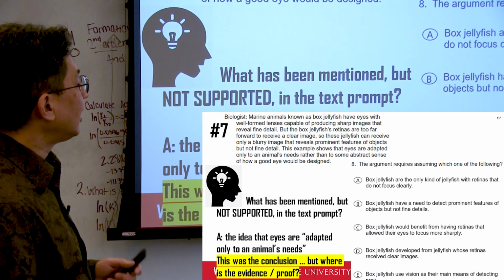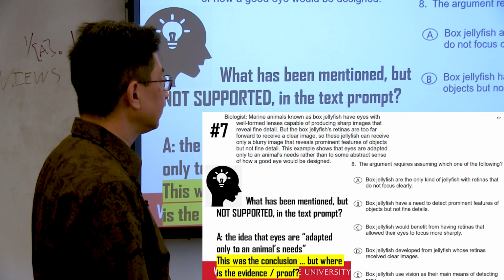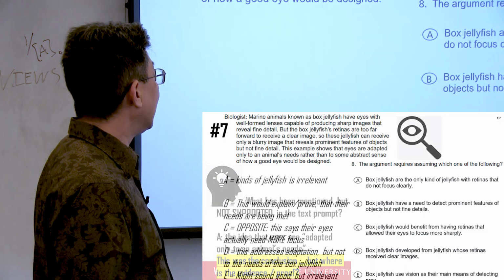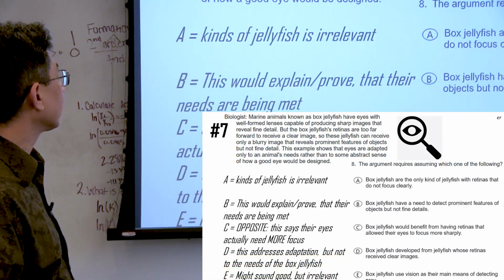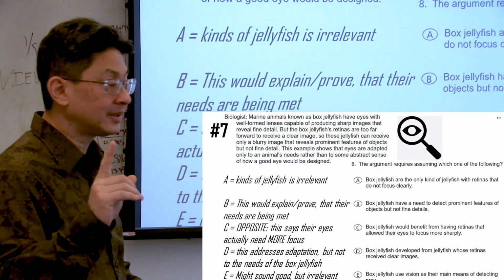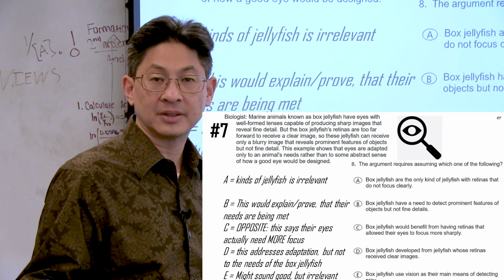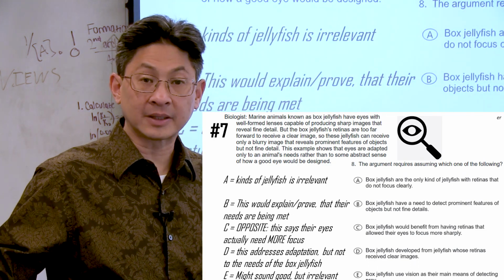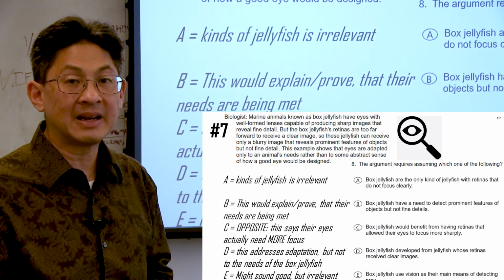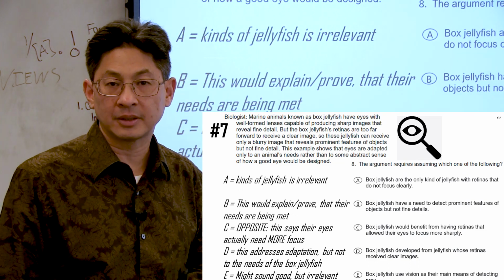Is it A, box jellyfish are the only kind of jellyfish with retinas that do not focus clearly? We don't know. We just don't know. It's not relevant. How about B? Box jellyfish have a need, notice that word that I just highlighted, to detect prominent features of objects, but not fine details. That's perfect, right? Again, we're looking for a way to connect the need versus the clarity of the eyeballs. This does that perfectly. B is your right answer.